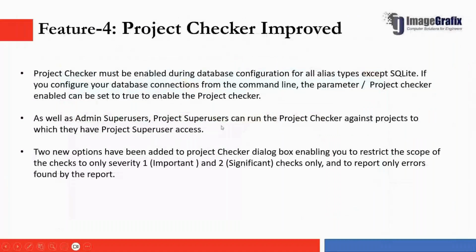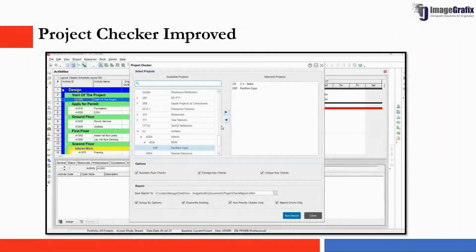Next, the project checker has been improved. To use this option, an admin, super user, and project user can run the project checker. There are two new options to restrict the severity, for example to important and significant levels of checking, to report only the errors. Here we can identify three different types of errors when we import from Excel format. It works under the EPS only. We can select a number of projects, a group of projects, or one particular project to run the project checker.